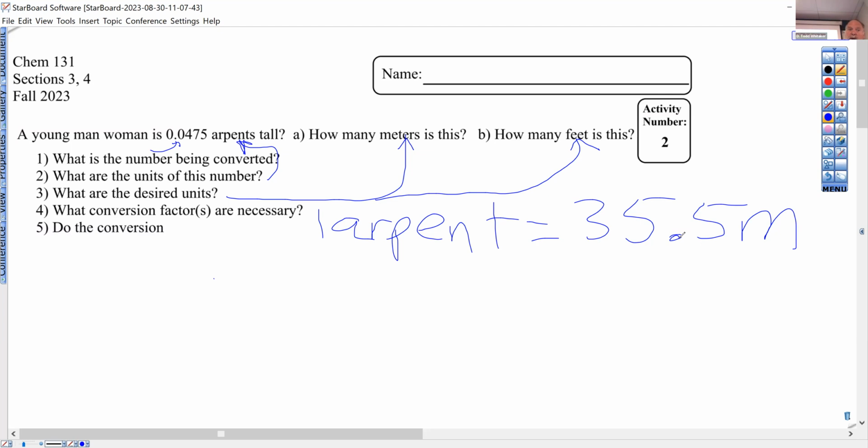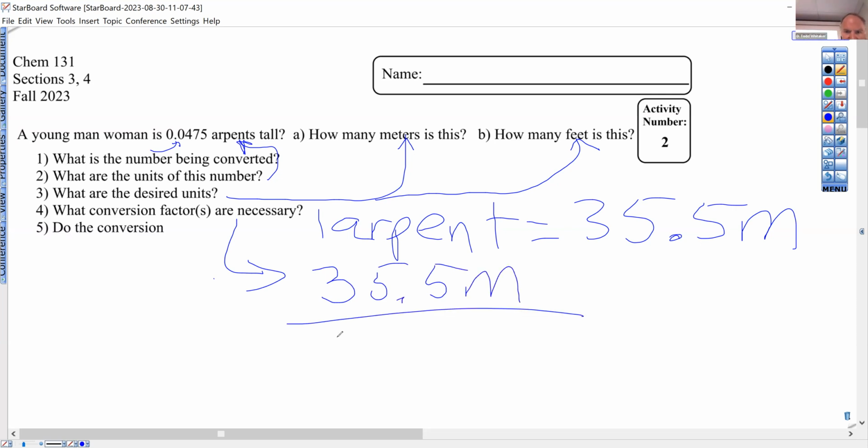35.5 meters. So which factor do I need? The 2 factors are 1 Arpent for every 35.5 meters or 35.5 meters for every Arpent. Which one do I want? I want to get rid of Arpents, so the second one. That's right. So the answer to this question finally is 35.5 meters per one Arpent.